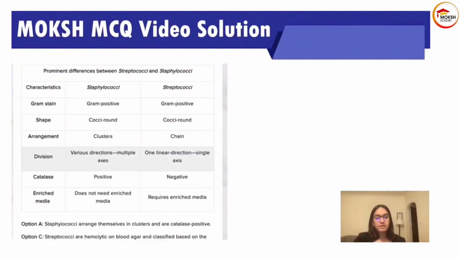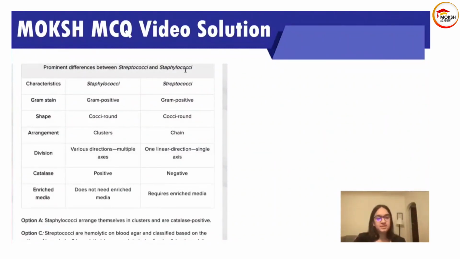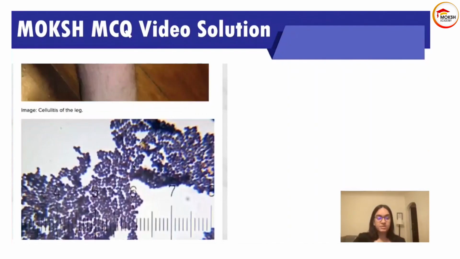Okay. And here are some differences between strep and staph. They're both gram-positive, they're both cocci and round, but this was the main thing that I think you guys confused in this question. Staph is clusters and strep is chains. Divisions: staph can be seen in various directions, but strep grows in one linear direction. Staph aureus is catalase positive and strep is catalase negative. And enriched media, staph does not need enriched media, but strep will require enriched media for its growth.